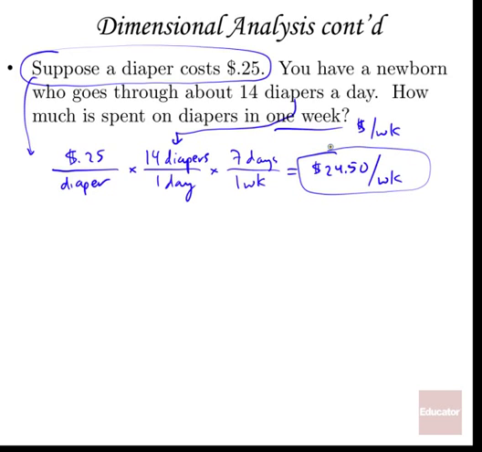So as you can see, the reason why we're doing these examples that are not chemistry yet is to show you that dimensional analysis, which we use in chemistry and the physical sciences, can actually be very easily applied to everyday life.